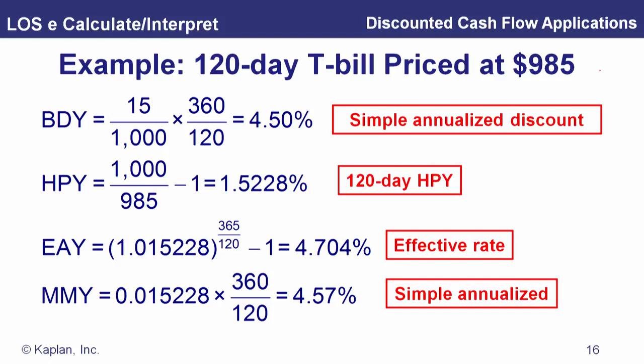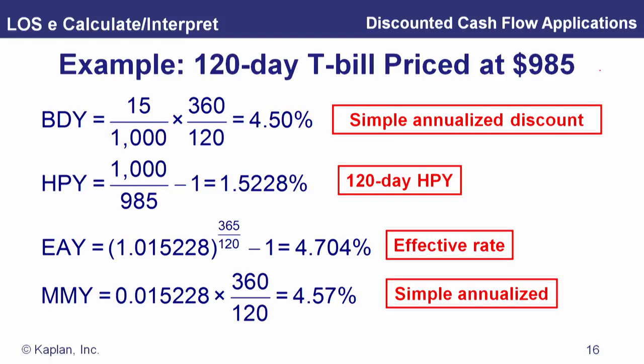The holding period yield we'll calculate just as before. The ending value is 1,000. Our purchase price, the beginning value, is $985. So 1,000 over 985 minus 1, 1.5228%. So that's our 120-day holding period yield.